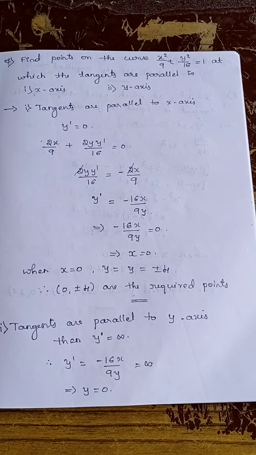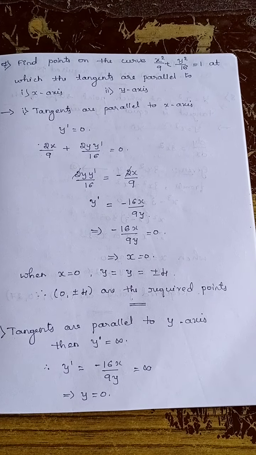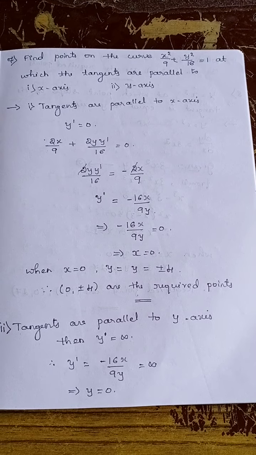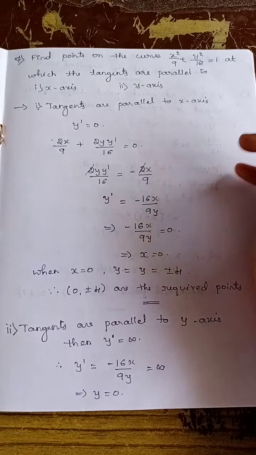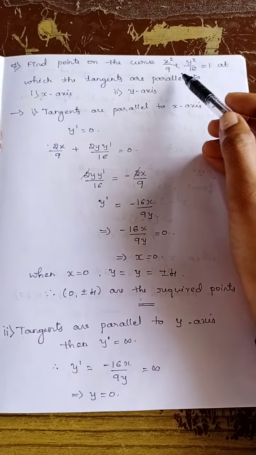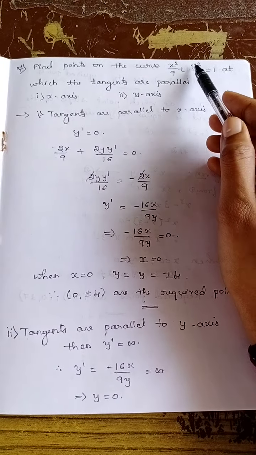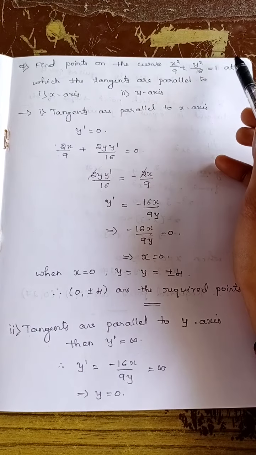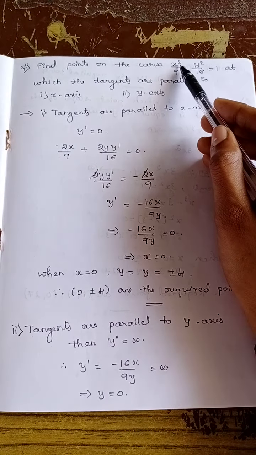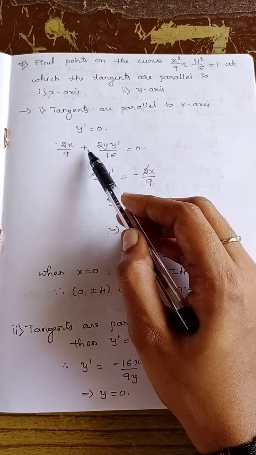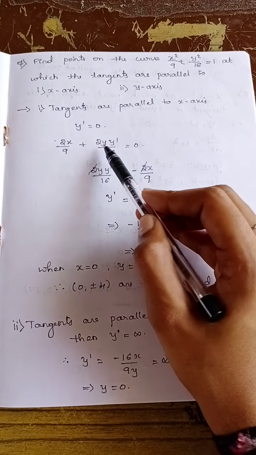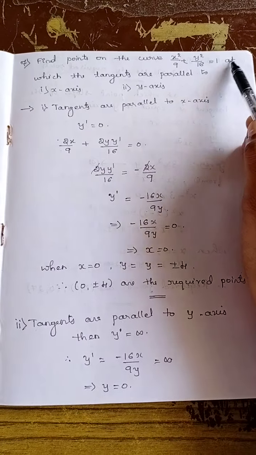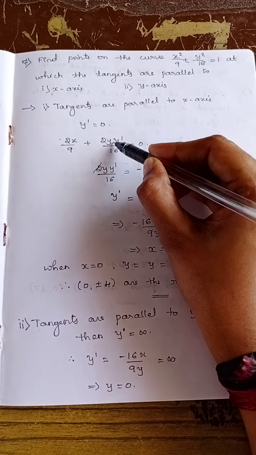Next one, find points on the curve x square divided by 9 plus y square divided by 16 is equal to 1, at which the tangents are parallel to the x axis and the tangents are parallel to the y axis. When tangents are parallel to the x axis, then slope is equal to 0. But slope is dy by dx, which we have to find. This is equal to differentiation of x square, which is 2x divided by 9, plus differentiation of y square, which is 2y into y dash divided by 16, equal to differentiation of 1, which is 0. We have to find the value of y dash.